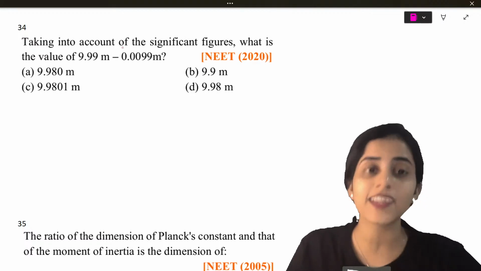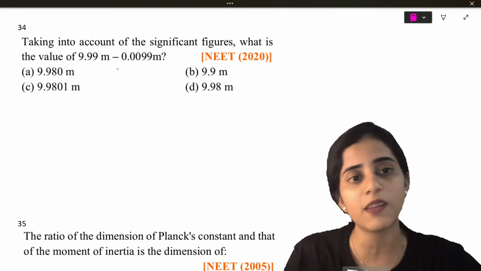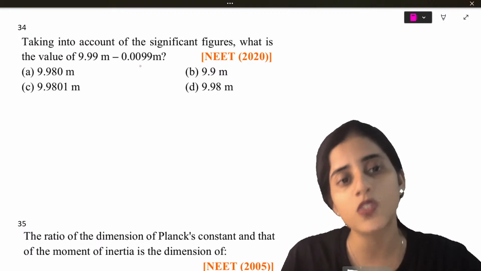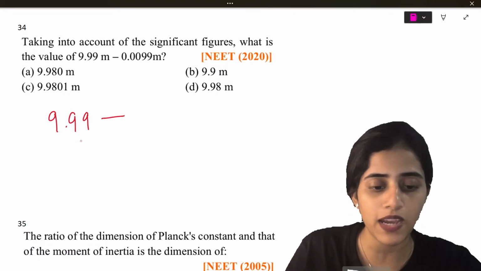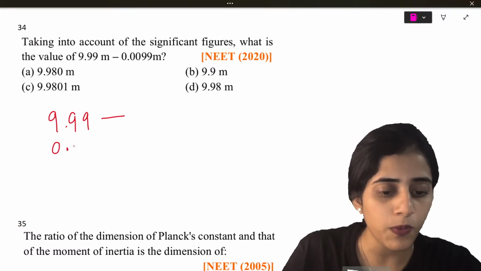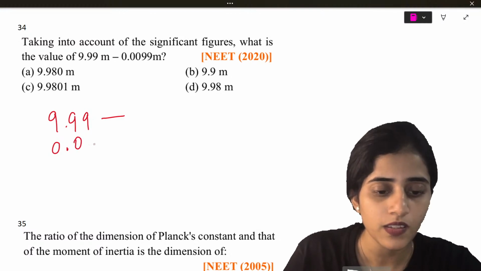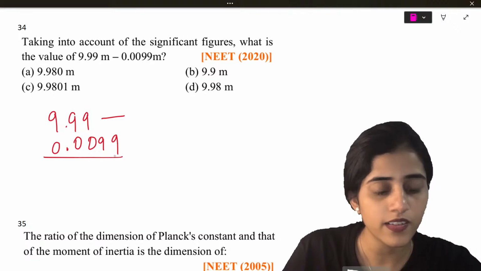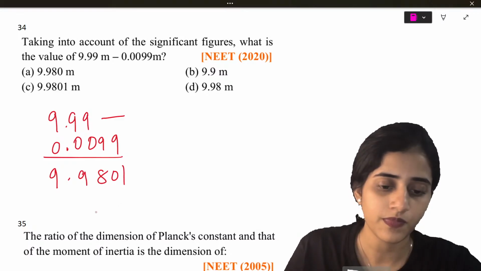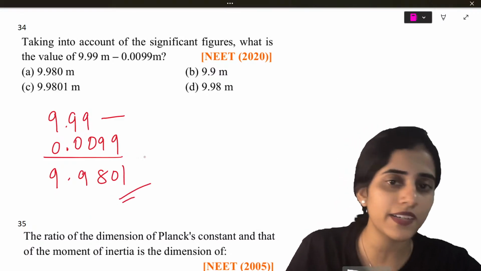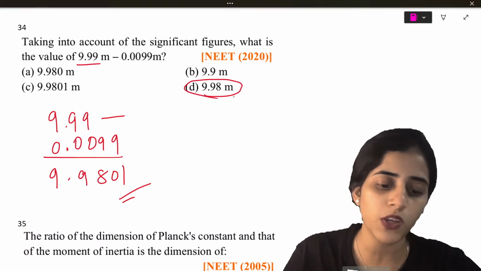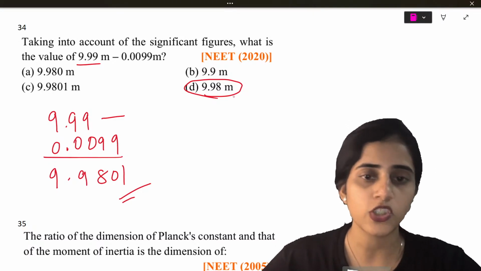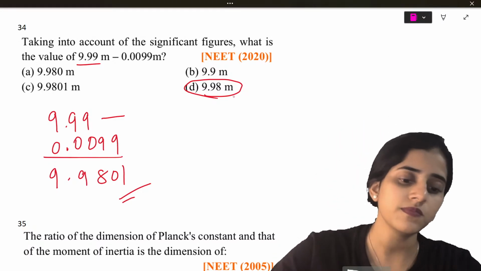Taking into account of the significant figures, what is the value of 9.99 meters minus 0.0099 meters? So 9.99 minus 0.0099. So how much is it? It will be 9.9801. But you don't have to do all this. I just simply did all this. What should the answer be? The answer should have the number with the least number of significant figures. So the answer should be option D. It should be 9.98. You don't have to do the math. Okay.